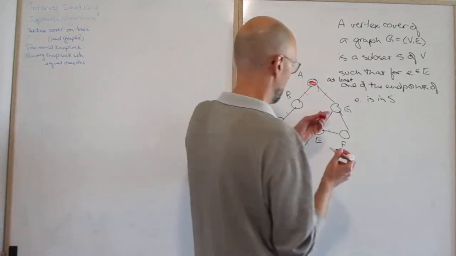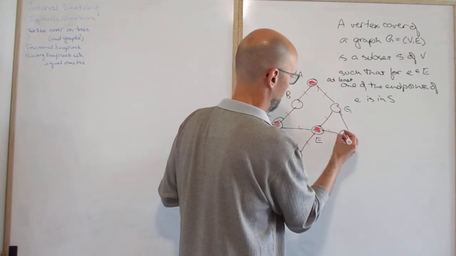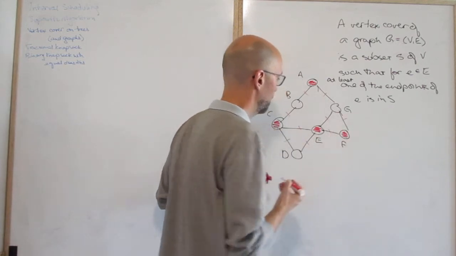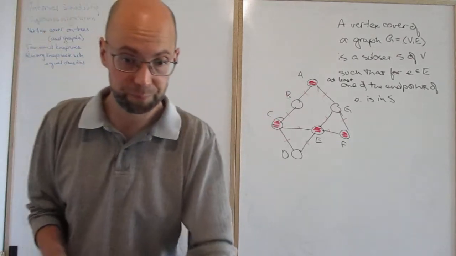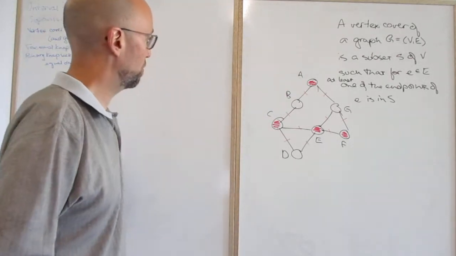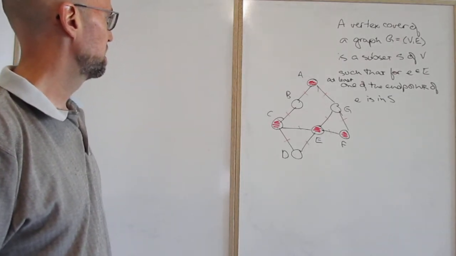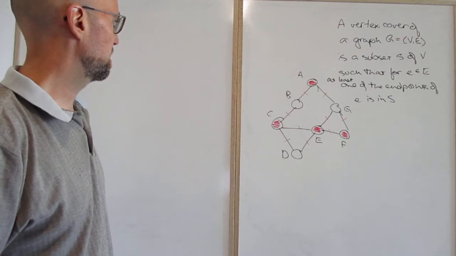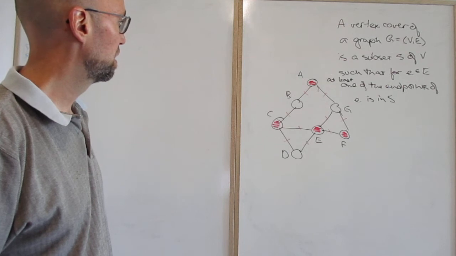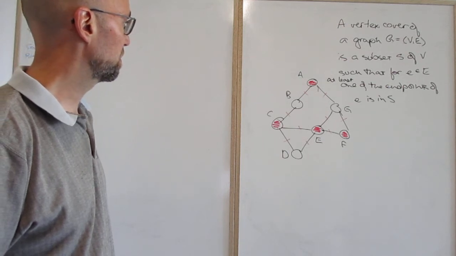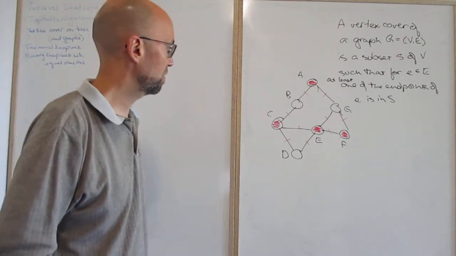F. So actually it doesn't matter because both of these will cover this and then we're done. Okay, so this graph has a vertex cover of size 4. Does it have a vertex cover of size 3? I can't see one offhand. No, I don't think so.